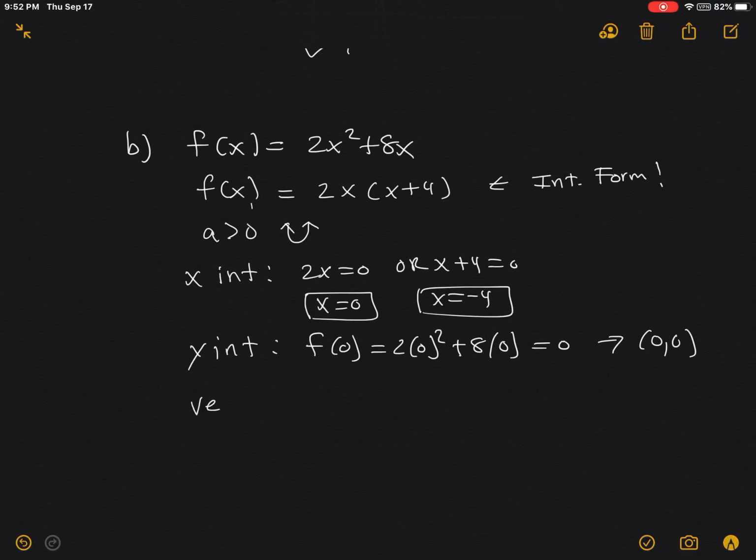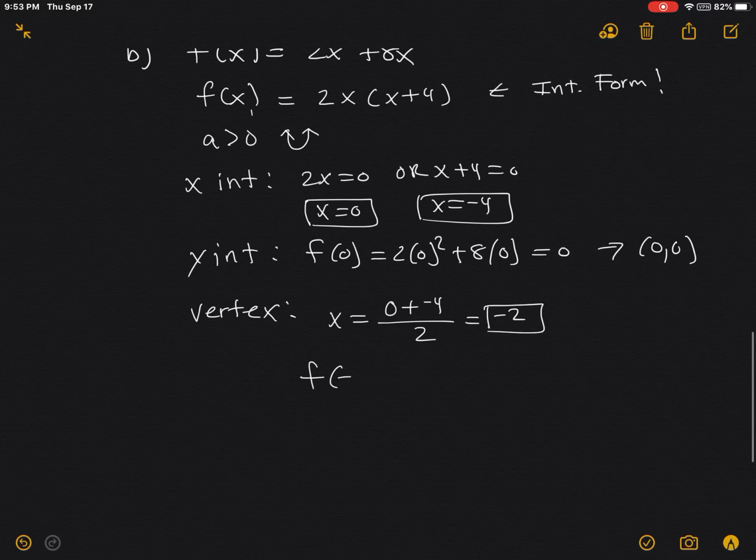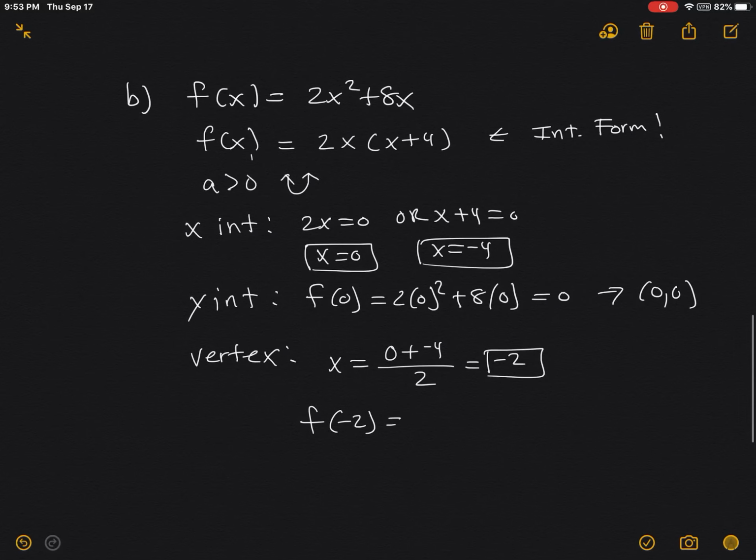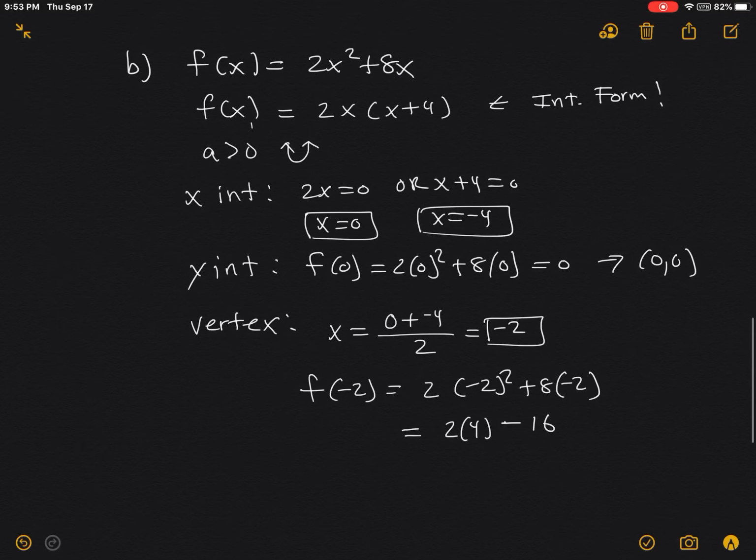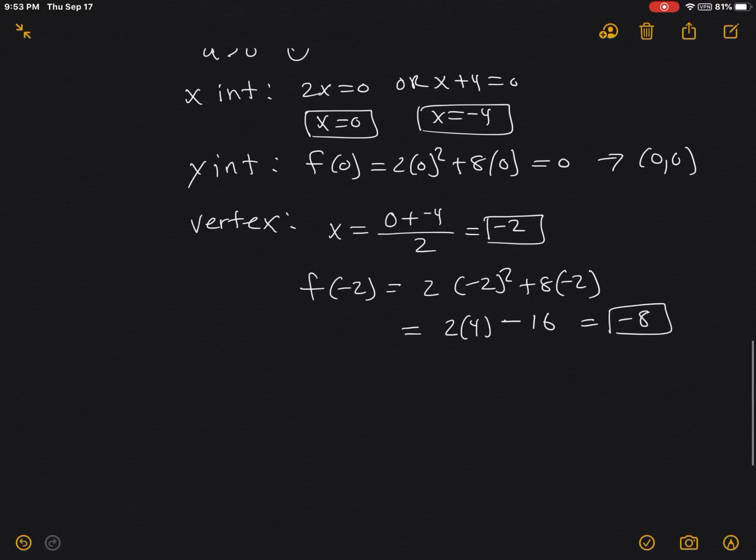Well, because it's in intercept form, the vertex of a parabola in intercept form is just the midpoint. So in other words, x is equal to 0 plus -4 divided by 2, p plus q divided by 2. So the x value of the vertex is -2. It's just the midpoint. And to get the y value, you plug it back into the original equation. Okay, so 2 times -2 squared plus 8 times -2. You're going to get 2 times 4 minus 16. So 8 minus 16, of course, is just -8. Okay, so your vertex is at -2, -8.